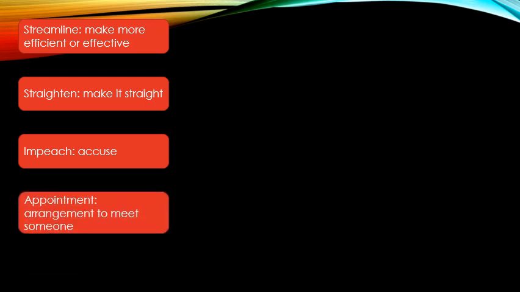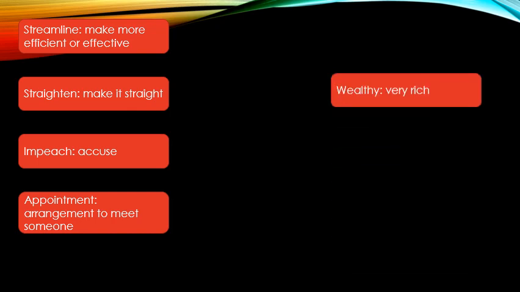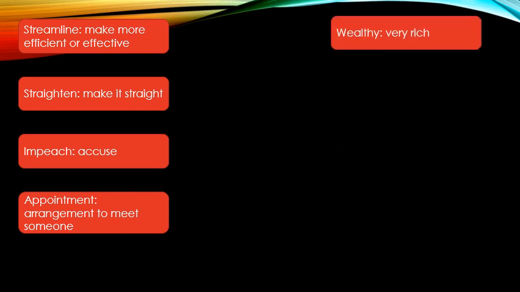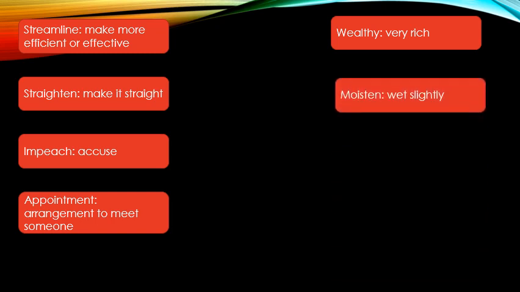Appointment is an arrangement to meet someone. It's an arrangement. For example, I have an appointment with my friend. I have an appointment with the doctor. Wealthy, we say wealthy when we mean it's very rich. Moisten, moisten is wet slightly, a little bit wet.